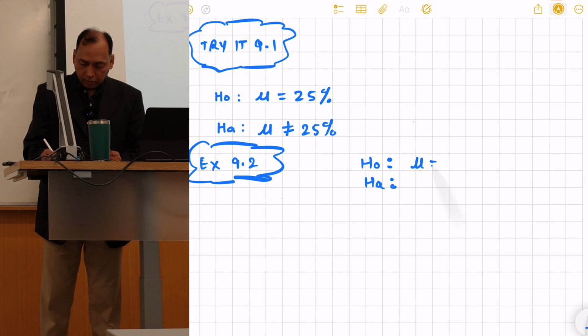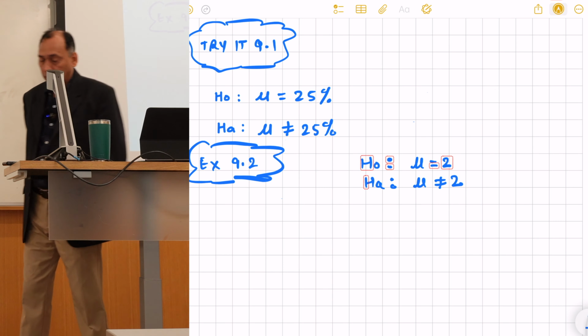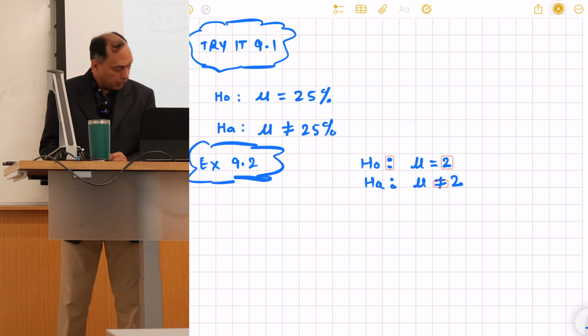So mu is not equal to 2. So this is a two-tailed test.